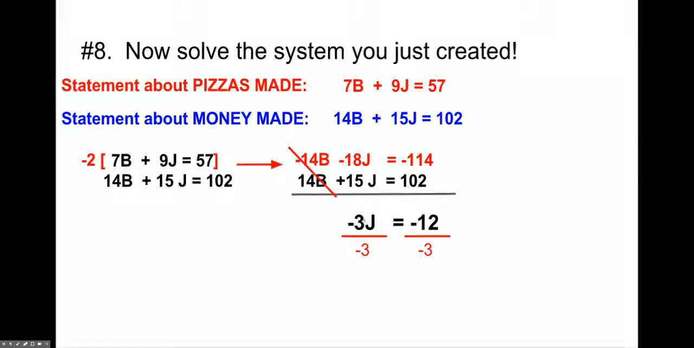The -3's cancel out and J is alone. 3 goes into 12 4 times. A negative over a negative equals a positive. So this will be a +4.